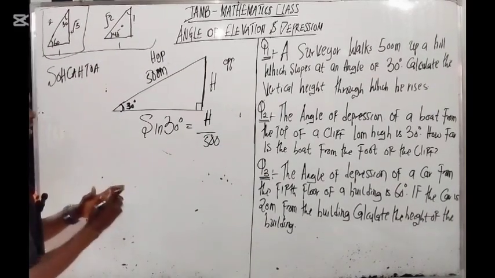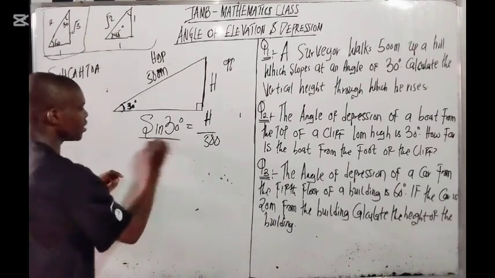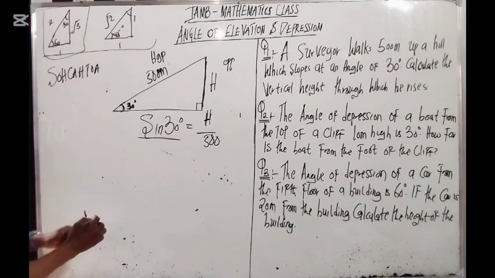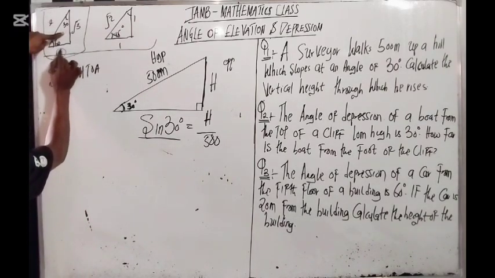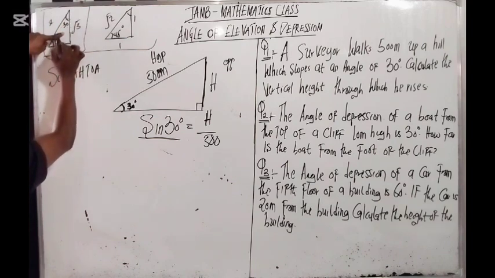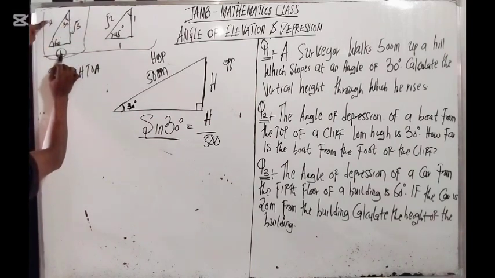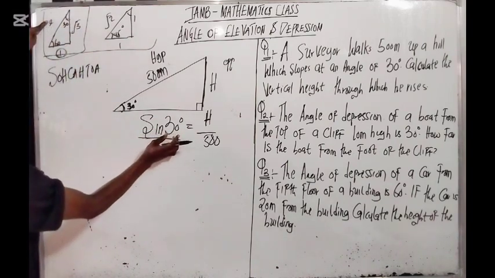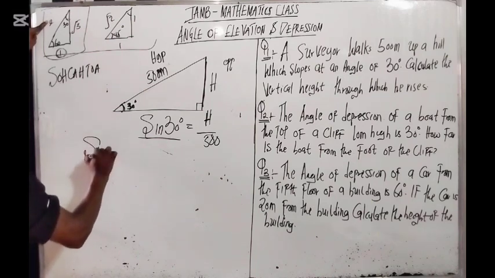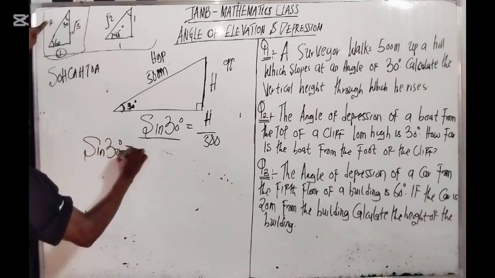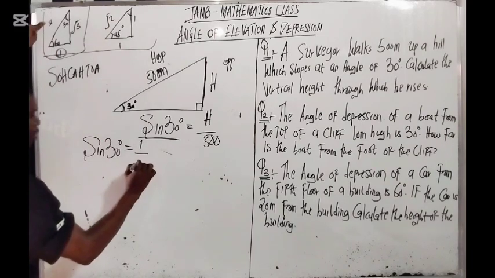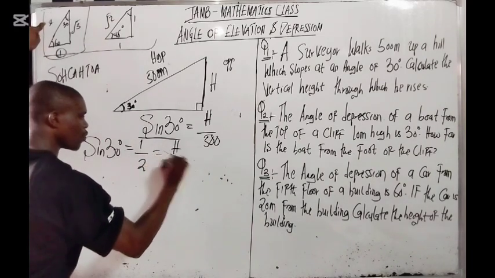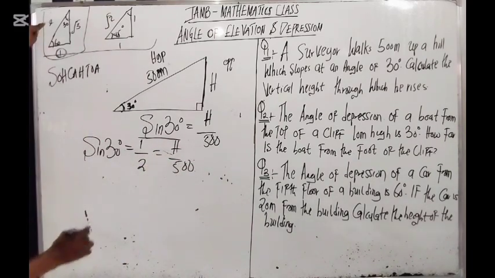meters, right? Now, but here in special angles, sine 30 equals opposite over hypotenuse, which is 1 over 2. So sine 30 degrees equals opposite, which is 1, over hypotenuse, which is 2, equals h over 500.